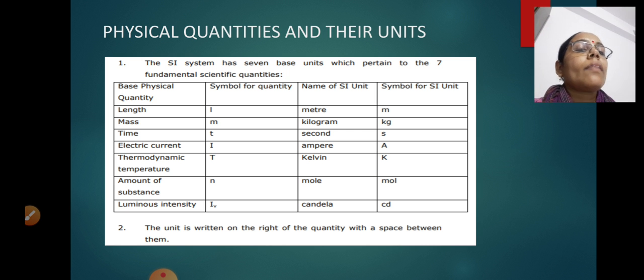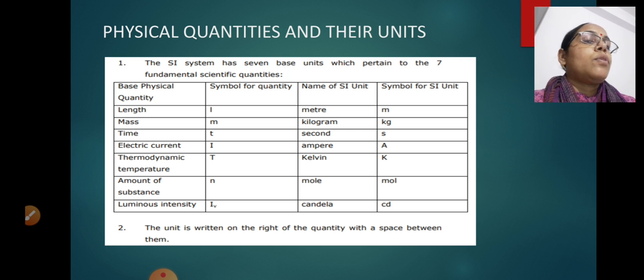Now the next one is amount of substance, which is represented by small n, and related to this you will read in the mole chapter. Molarity, molality, mole fraction, all these are in that chapter, in which the use of mole will be there. So amount of substance is represented by small n, and its SI unit is mole. The spelling of mole is MOLE, and its symbol is mol.